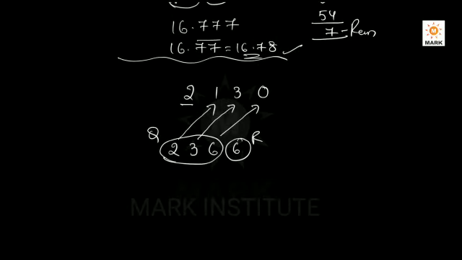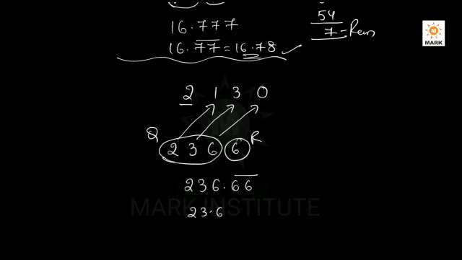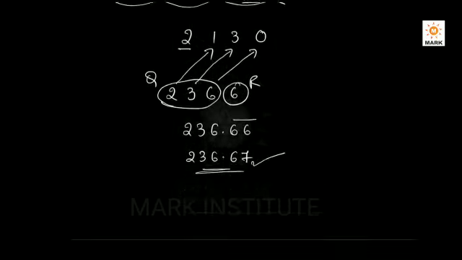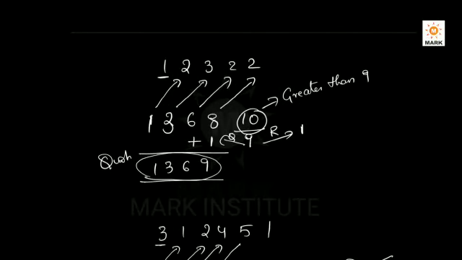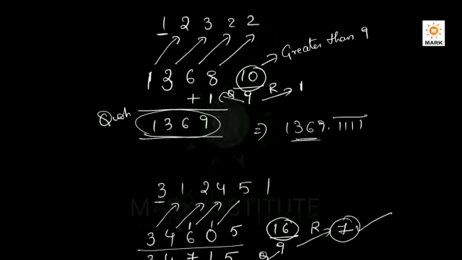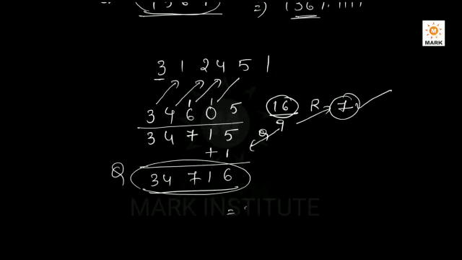Suppose, what is the answer for this one? 236 is the quotient and 6 is the remainder. So you can write this answer as 236.66 bar, that means 236.67 approximately, or 236.7. So 236.666 goes on like that. Suppose there is the next number. Can we write the answer for this one? The remainder is 1. That means 1369.1111 bar. Like this we can write, and so on. Answer for this one, 34716.7 bar.